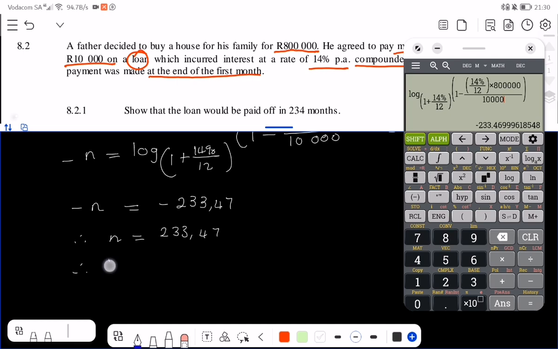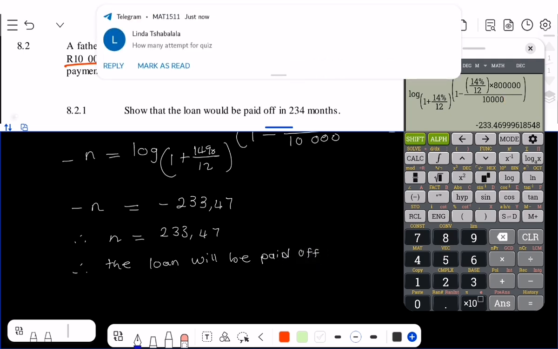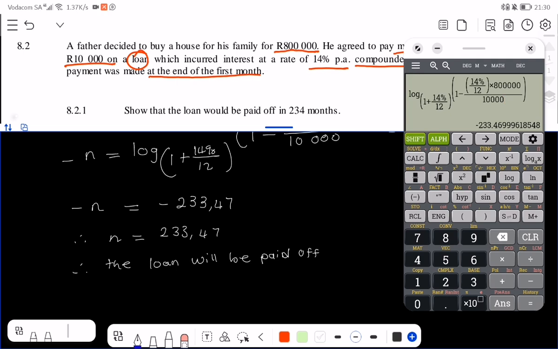So you need to emphasize the point at the end that the loan will be paid off at the end of the 234th month. Okay, that's it, guys.